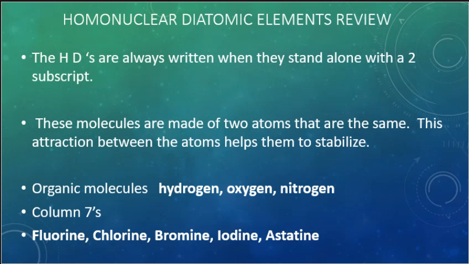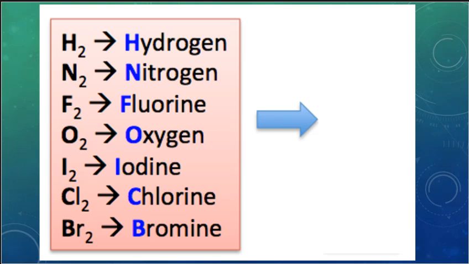Now, homonuclear diatomics, we've already talked about these in a previous module, but it's going to be important for our next step. So we're going to remember our homonuclear diatomics. Remember what that means? They always go around with a twin. They're made up of two atoms that are the same. Our organic molecules, hydrogen, oxygen, nitrogen, and then column 7, fluorine, chlorine, bromine, iodine, and astatine.